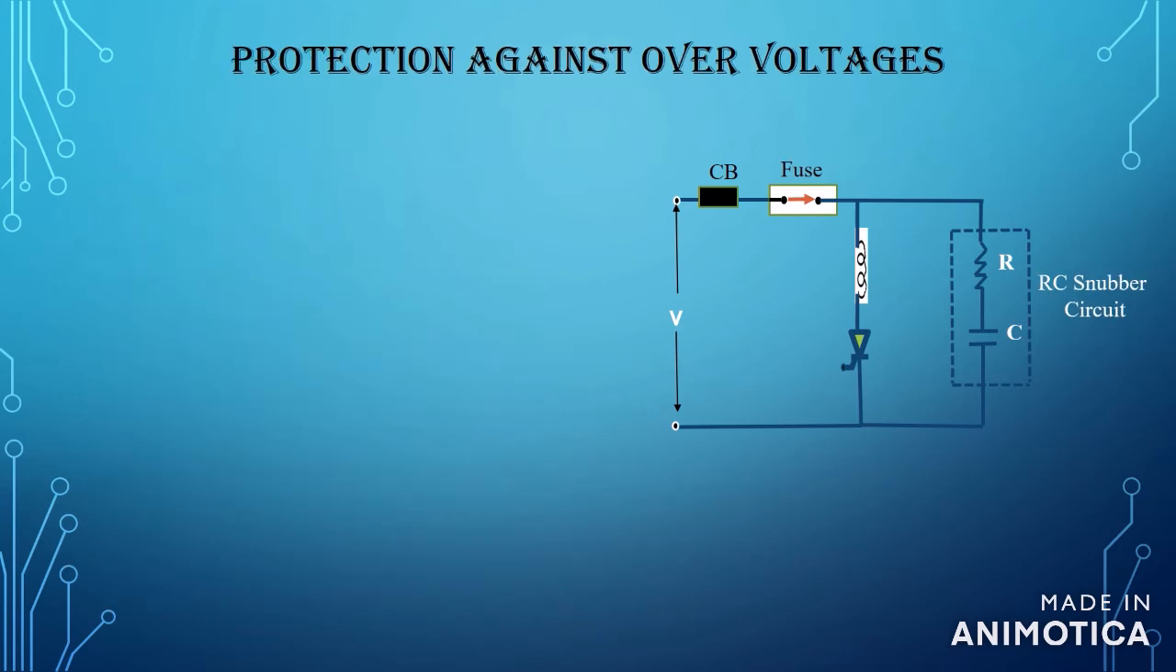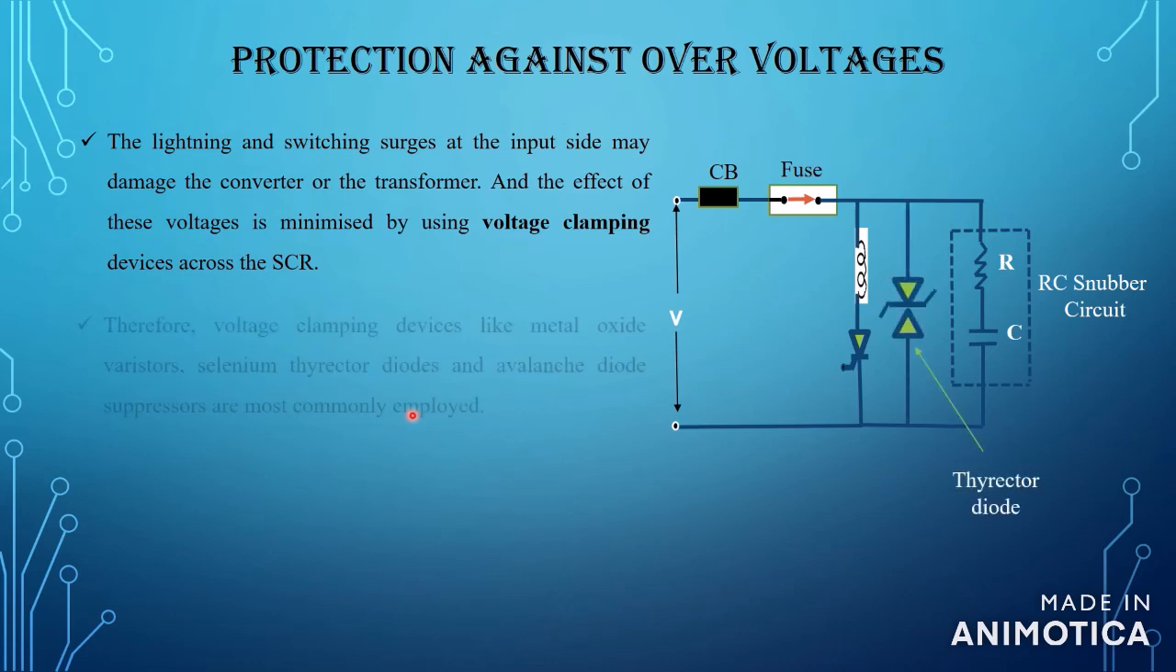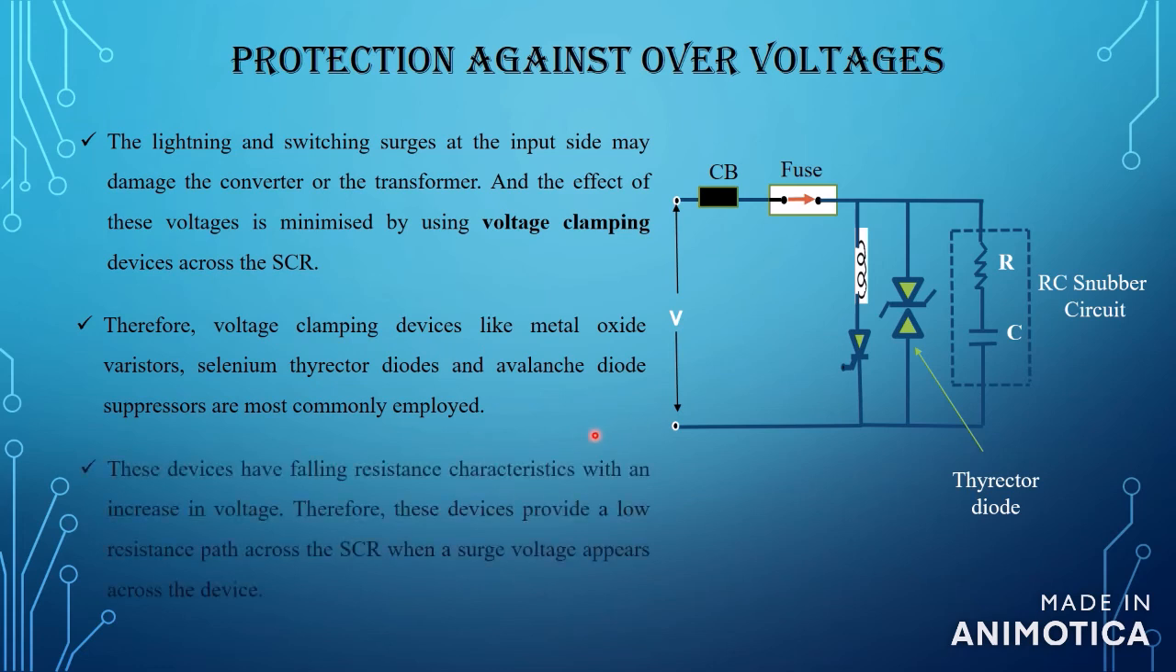So next we'll see the protection against the over voltages. As we have already seen, these over voltages are mainly caused due to the lightning strokes, and also due to the transformers. Here a special device called a voltage clamping device is used. So this voltage clamping device is connected across the SCR. These voltage clamping devices may be any one of the devices like metal oxide varistors, selenium thyrector diodes and avalanche diodes. So these clamping devices have falling resistance characteristics.